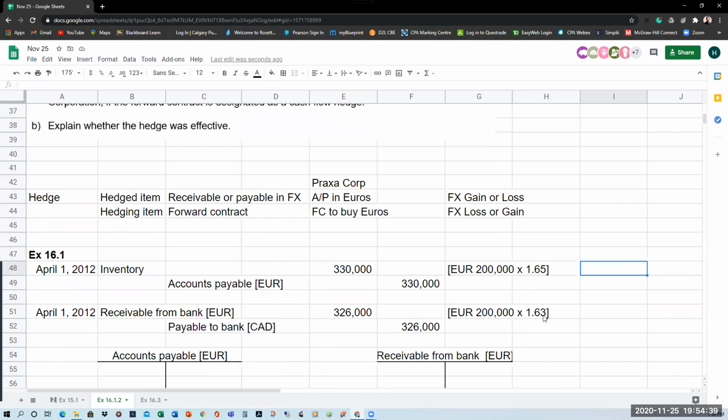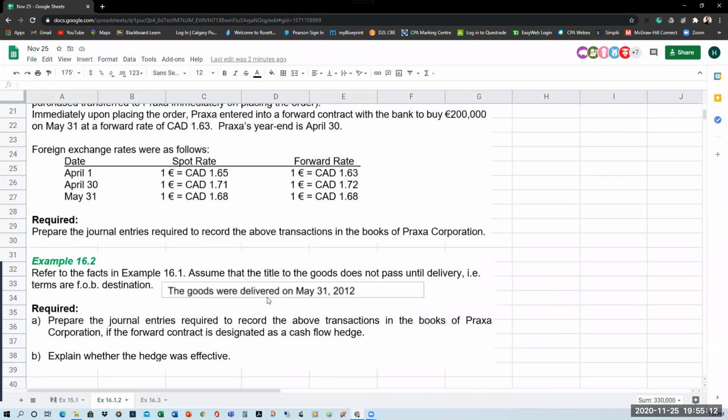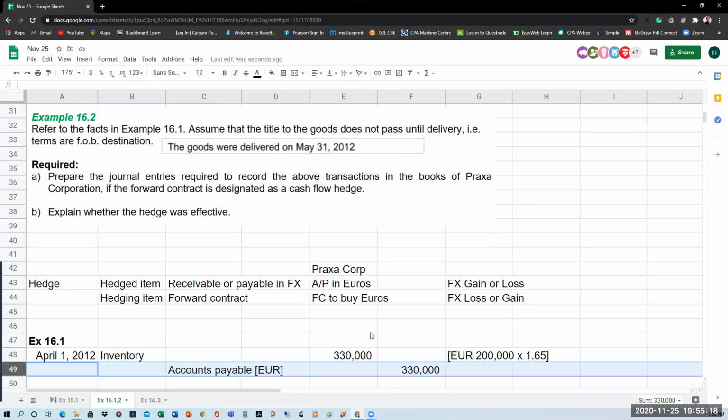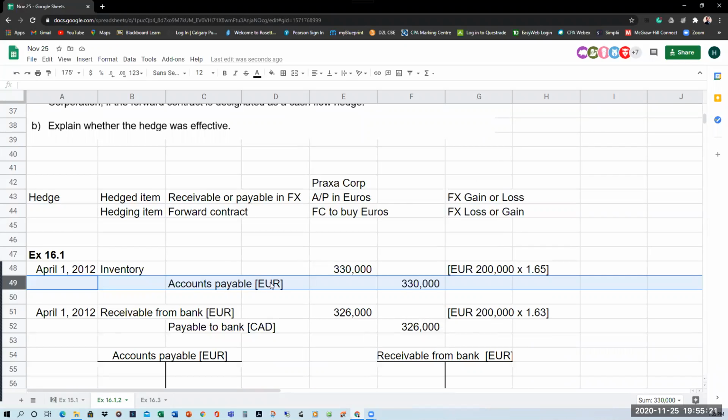Now, what you will notice is that we have an accounts payable that is denominated in euros. So as exchange rates change, the accounts payable in euros will change in value because it's a monetary liability. Make a note of it. Not seeing a lot of notes happening here. Accounts payable in euro is a monetary liability. Being a monetary item, it will need to be adjusted at year end. And our friend Praxa has an April 30th year end. So come April 30th, the accounts payable in euro will need to be adjusted.